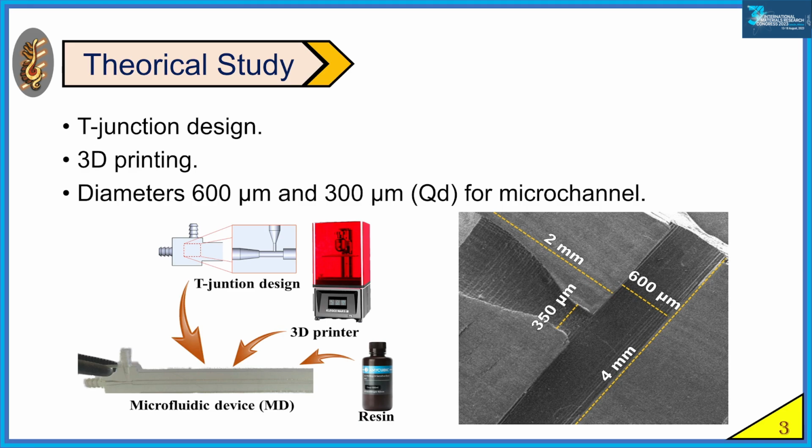The T-junction microfluid device was designed and fabricated by 3D printing. The diameters used for the T-junction were 600 micrometers for the continuous phase and 300 micrometers for the disperse phase. The first image shows the T-junction design and how this was printed using transparent resin to obtain the microfluid device. The second image shows the size of the microchannel inside the microfluid device.